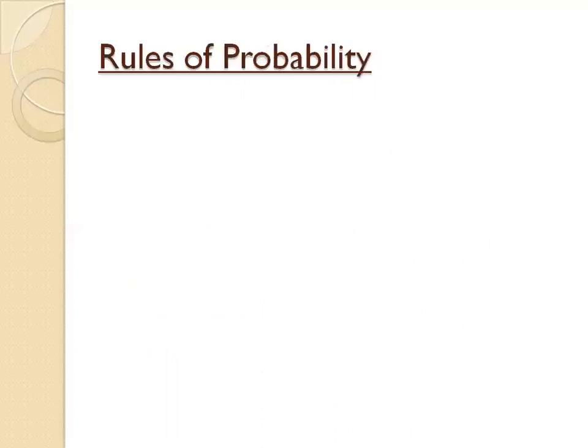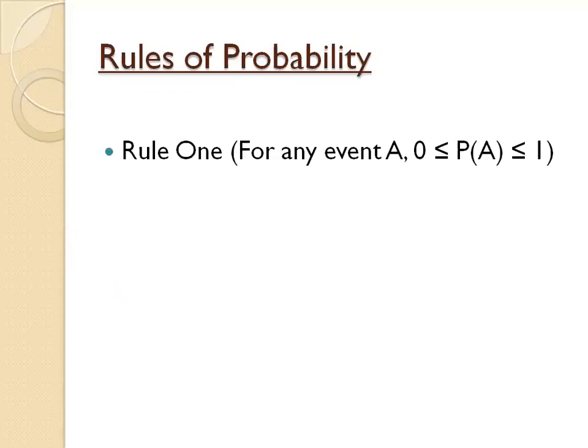So now we will be discussing some basic rules of probability. As I have already shown you in the probabilistic scale, the value of the probability of an event lies within the range 0 to 1. And therefrom, the first rule of probability comes. Rule 1: for any event A, the probability of A happening lies within the range 0 to 1.